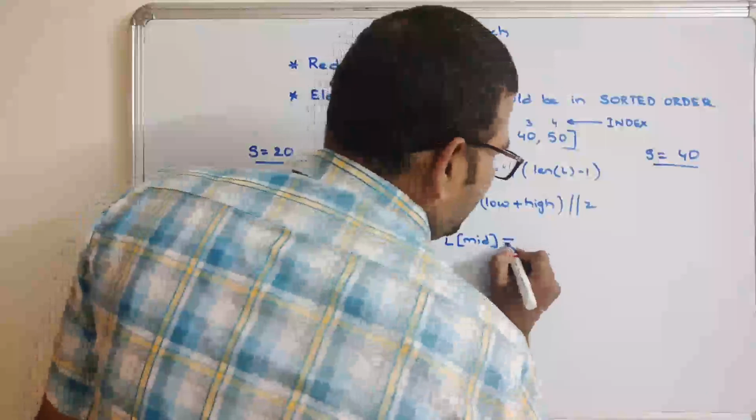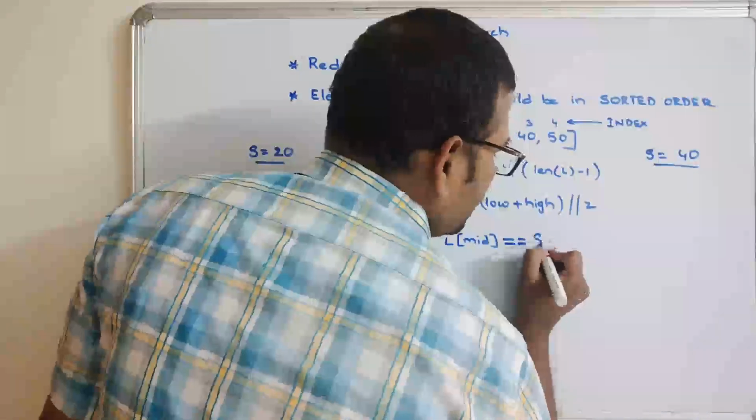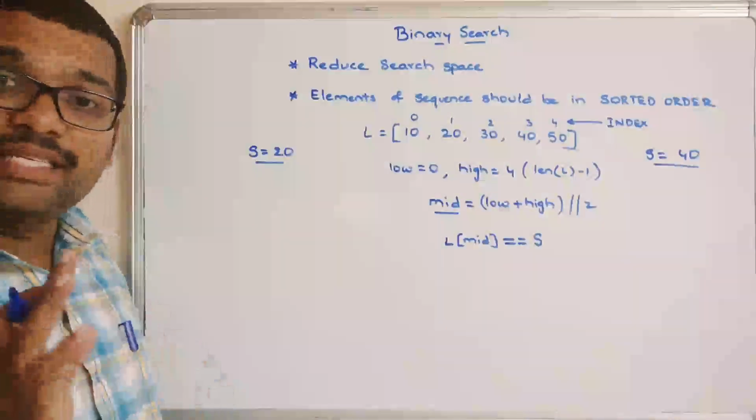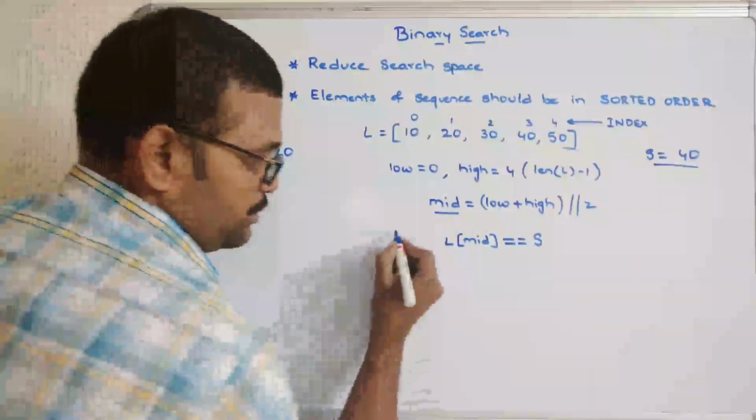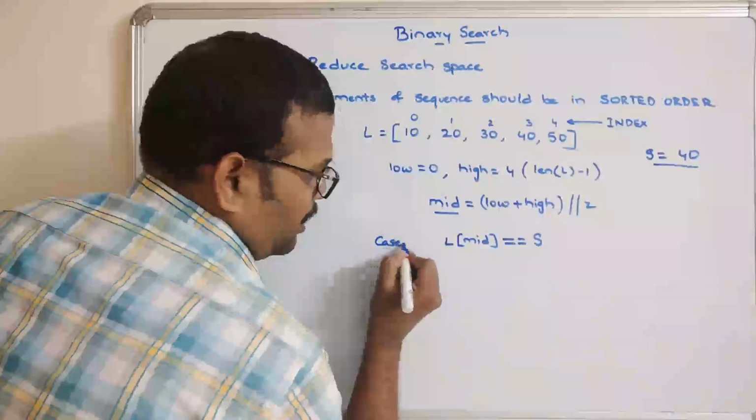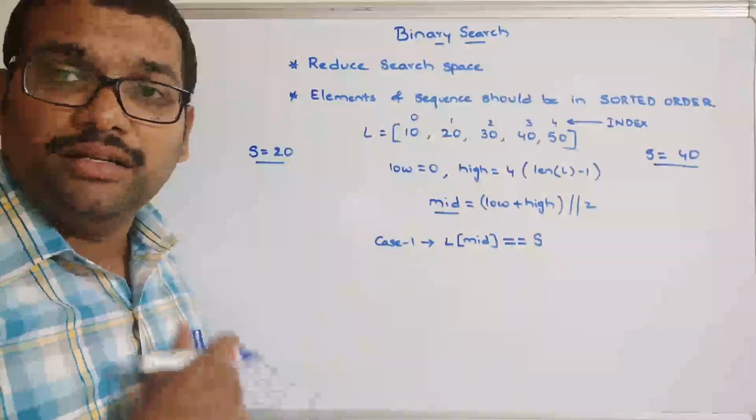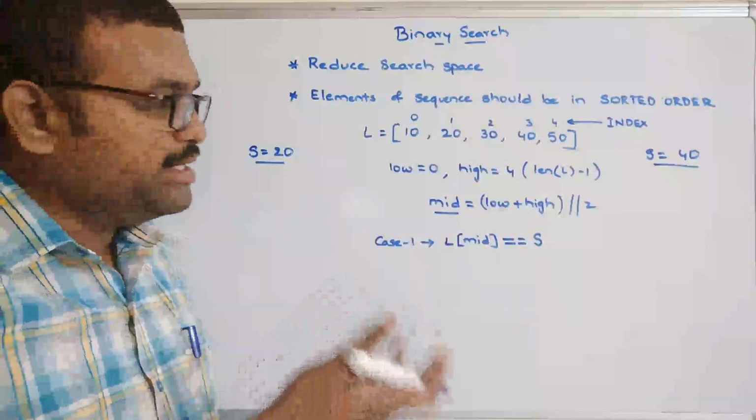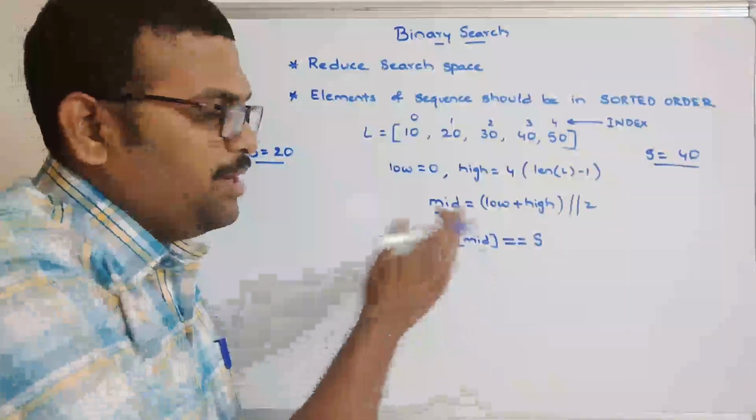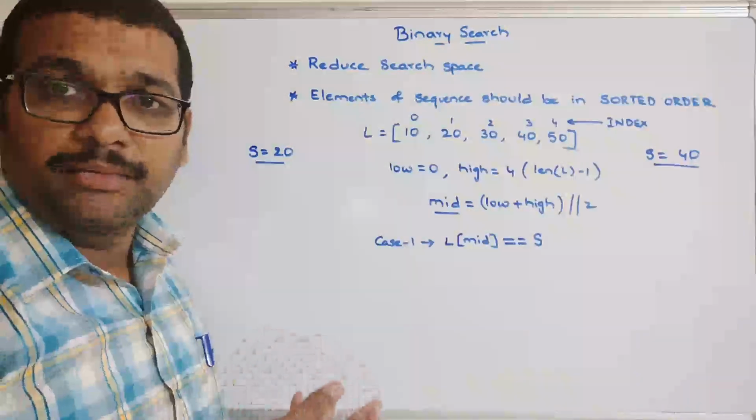If this is equal to the search value, this is case 1. If this is equal to the search value, obviously the search will be found, and we can say that the search element is available at position mid. Mid is nothing but the index value.